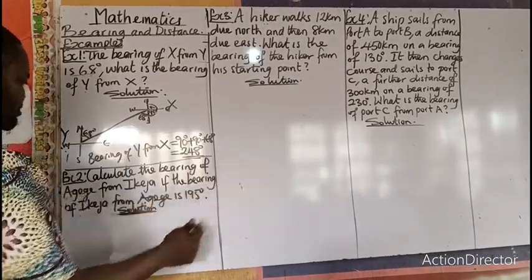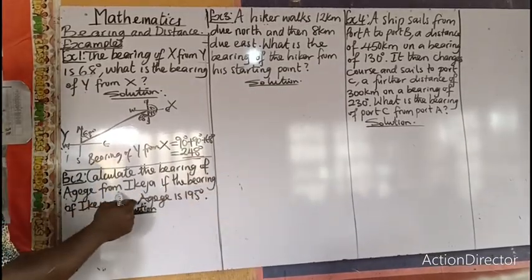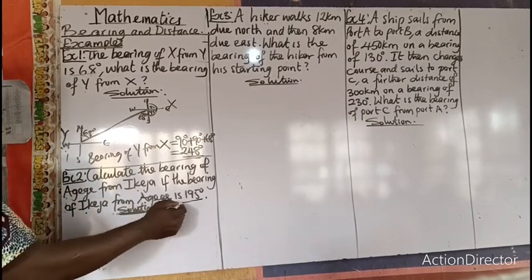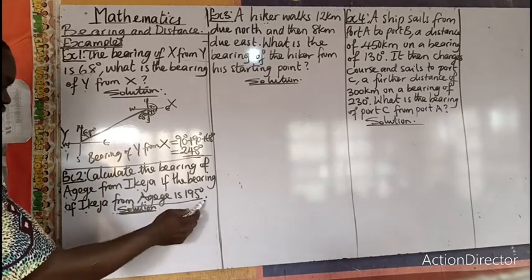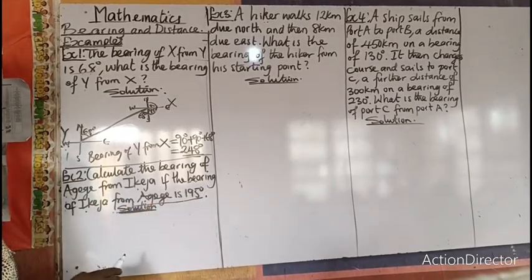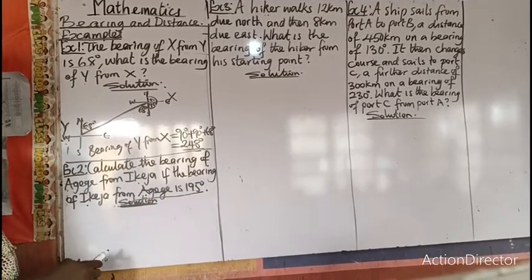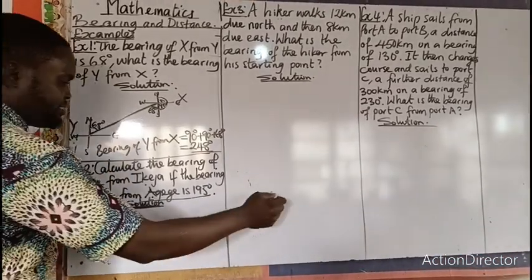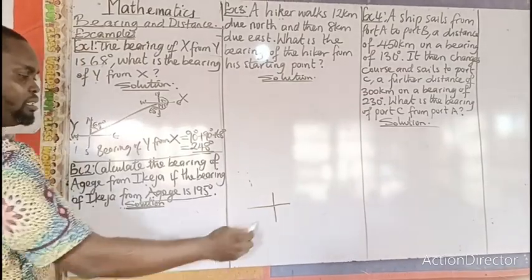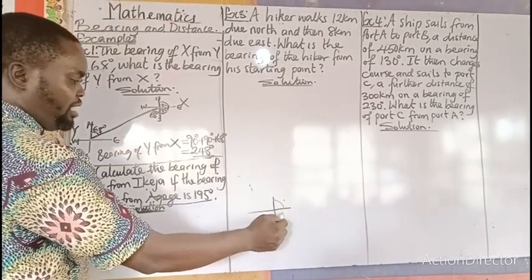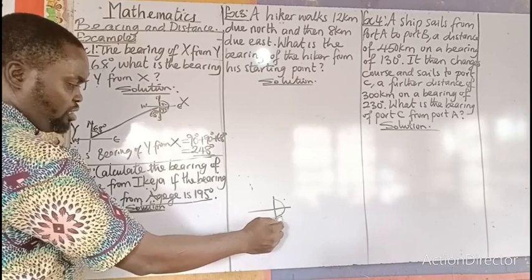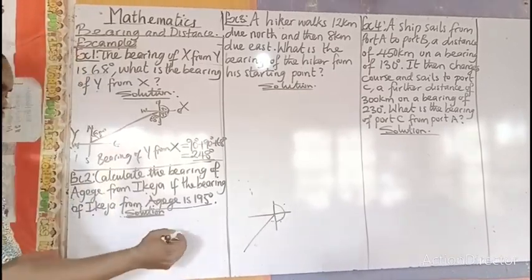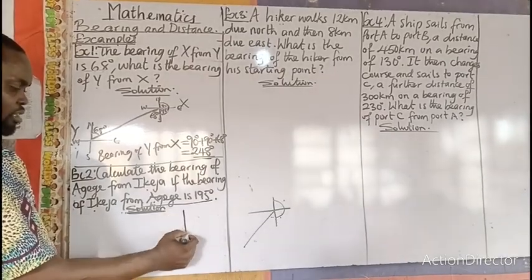The second one says calculate the bearing of Agege from Ikeja, if the bearing of Ikeja from Agege is 195 degree. So 195 degree is for which place? Is it for Ikeja or Agege? Agege, because they say from Agege. So I'm going to go Agege. Let's sketch it here. 195, where will it be? 90 here, 180 is here. So it's not here, it's here. So where am I going to draw my diagram now? That means to be on this side.